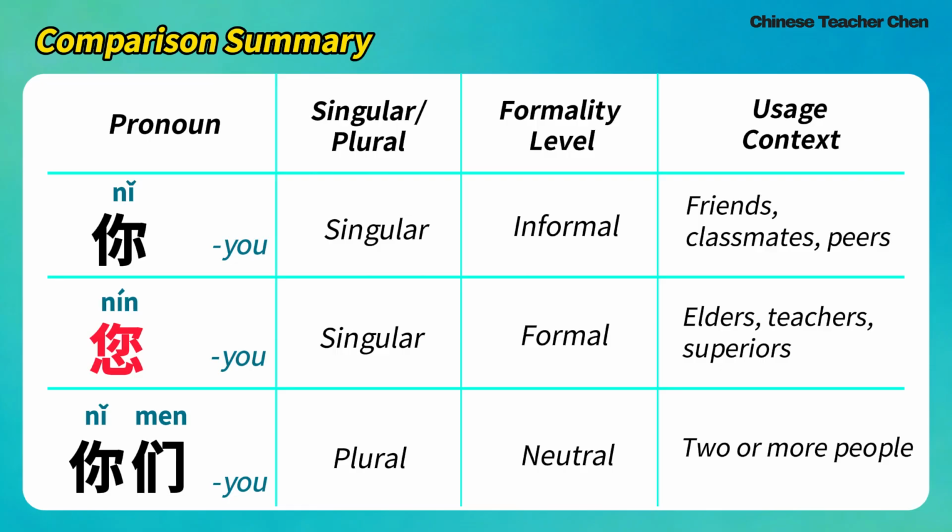Nin is also singular, but it's formal and respectful, appropriate for elders, teachers, bosses, or anyone you wish to show respect to. Finally, 你们 is the plural form of you, used when addressing two or more people. Its tone is neutral, suitable for both informal and slightly formal group settings.